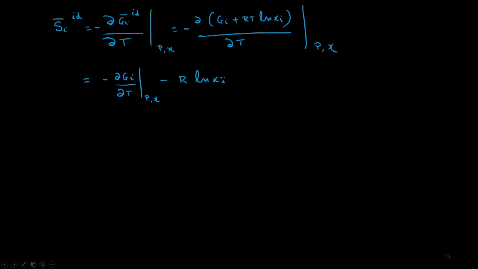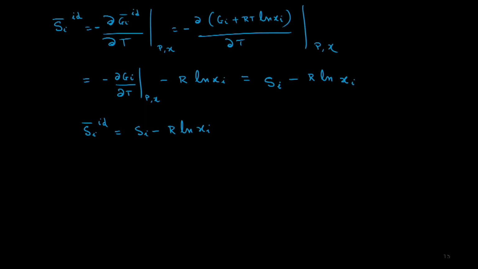All of them are constant. We only have temperature. So the derivative of temperature with respect to temperature is 1. The first term, of course, is the entropy of the pure species i, minus R ln xi. Right. So what we have then is Si bar id is Si minus R ln xi.